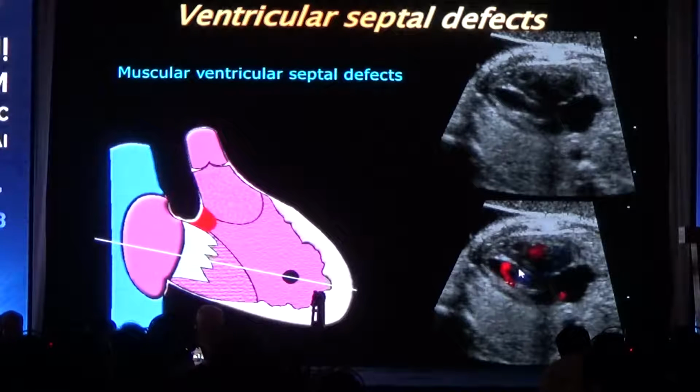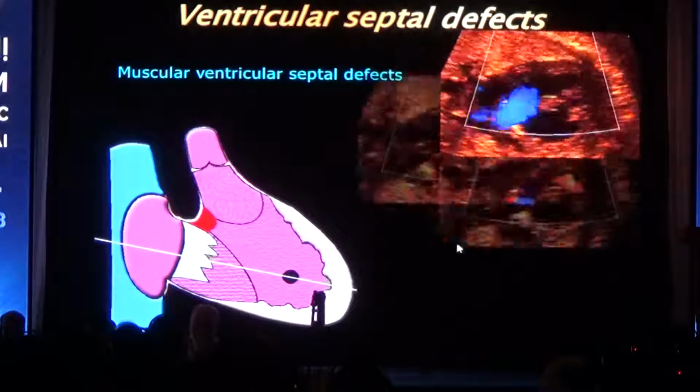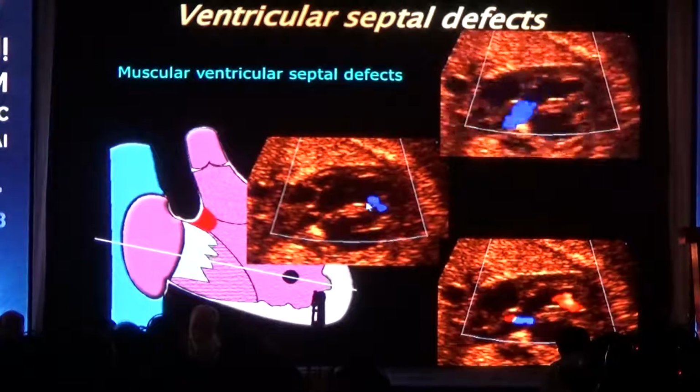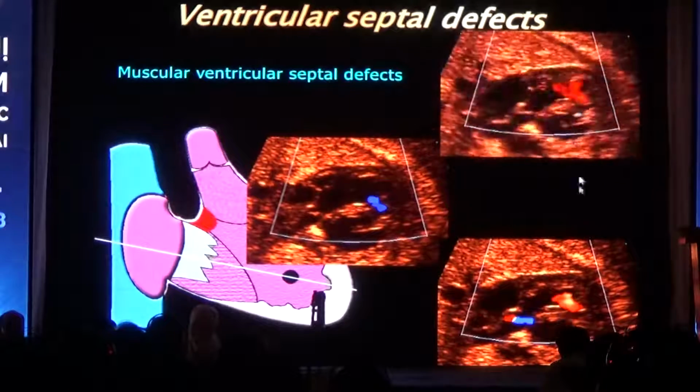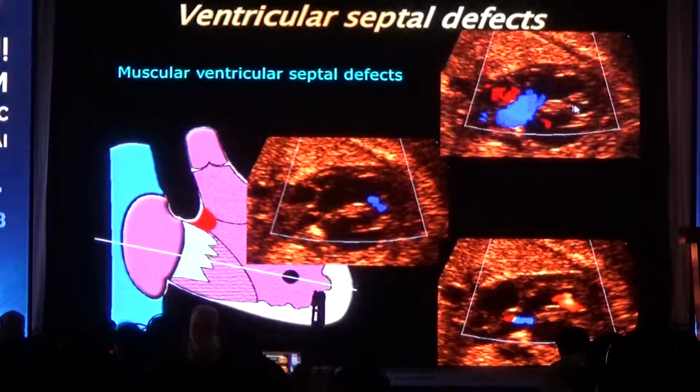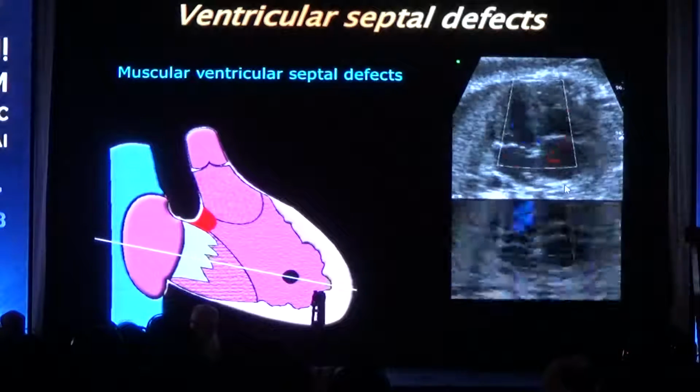So you're not going to see that this baby is floppy or has hydrops because of a ventricular septal defect. You have to really look at the anatomy. Another example here, you can see blue in one direction, red in the other direction, and you can see that in grayscale, there's just a little line here, which would be very easy to miss. So be careful about these.